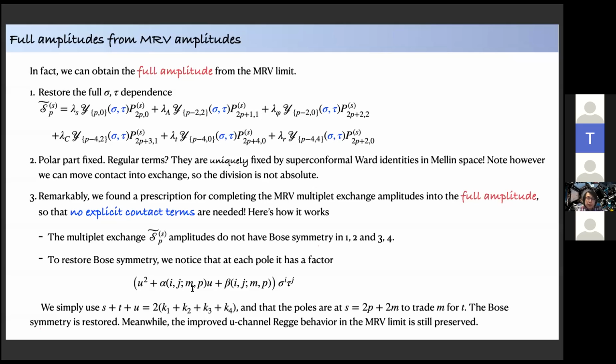So what we need to do is get rid of m and trade it for the variable t. And this is possible because we have 2 equations. The first equation is the definition that eliminates the redundancy in the parameterization. And the second is that we're looking at a pole at s equals 2p plus 2m. So we can solve for m in terms of t, and then we realize that the answer is now symmetrized with respect to permutation, and we still have the good behavior in the MRV limit.